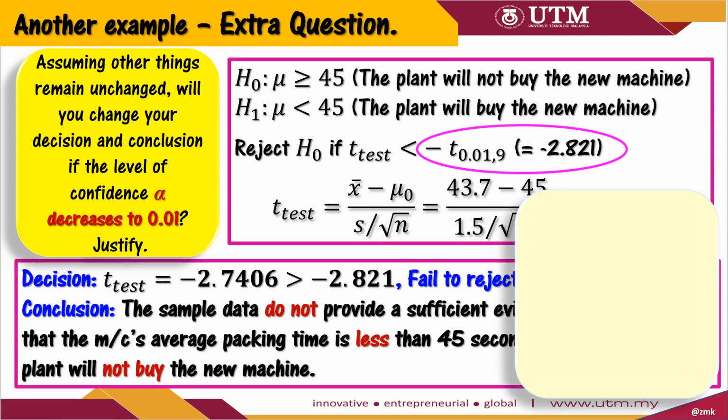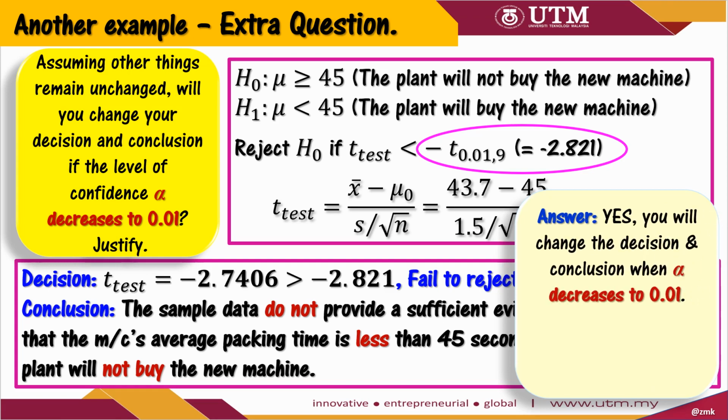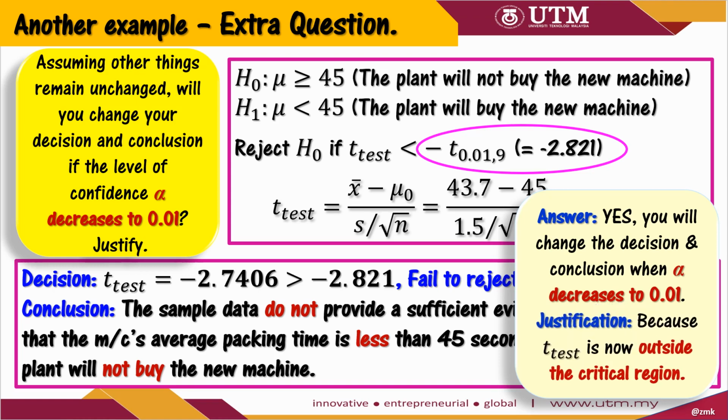So to answer the question whether you will change the decision and conclusion if alpha is reduced to 0.01, the answer is yes, you will change the decision and conclusion when alpha decreases to 0.01. How to justify this answer? Well, because the test statistic t-test is now outside the critical region.